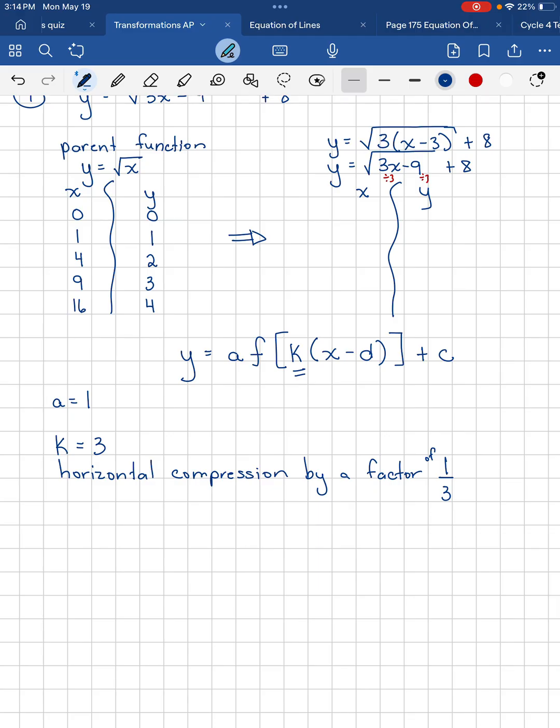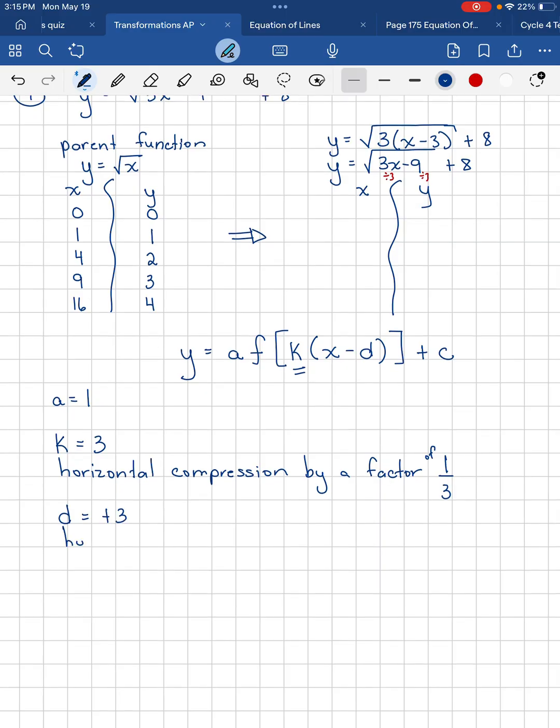Now we move on to the d value. A reminder to use your d value from the factored equation. So that's from up here. And it looks like up here, it looks like it's -3. But again, this is a horizontal transformation, and it's always different. So my d value is actually equal to +3. And that means it's a horizontal translation. And this time it's going to be of 3 units to the right.